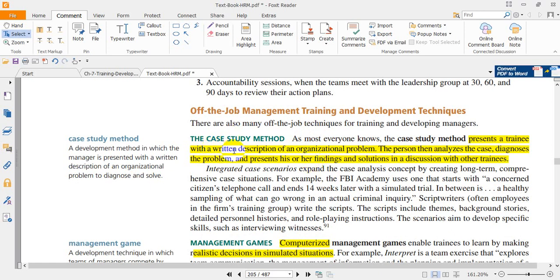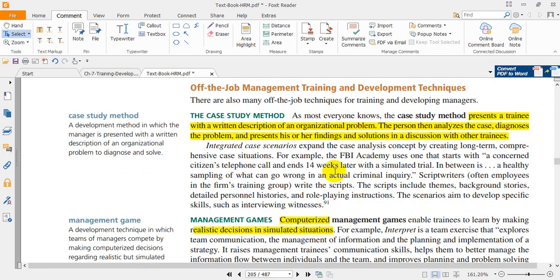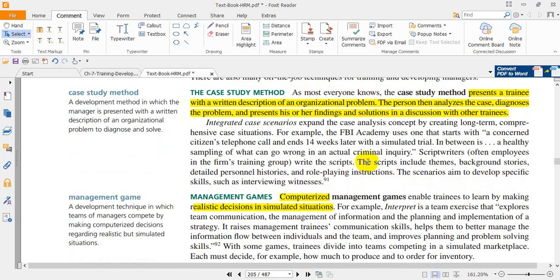The case study method presents a trainee with a written description of an organizational problem. The person then analyzes the case, diagnoses the problem, and presents his or her findings and solutions in discussion with other trainees. The manager is presented with a written description of an organizational problem to diagnose and solve. This is the case study method, and here is an example you can read to understand more.